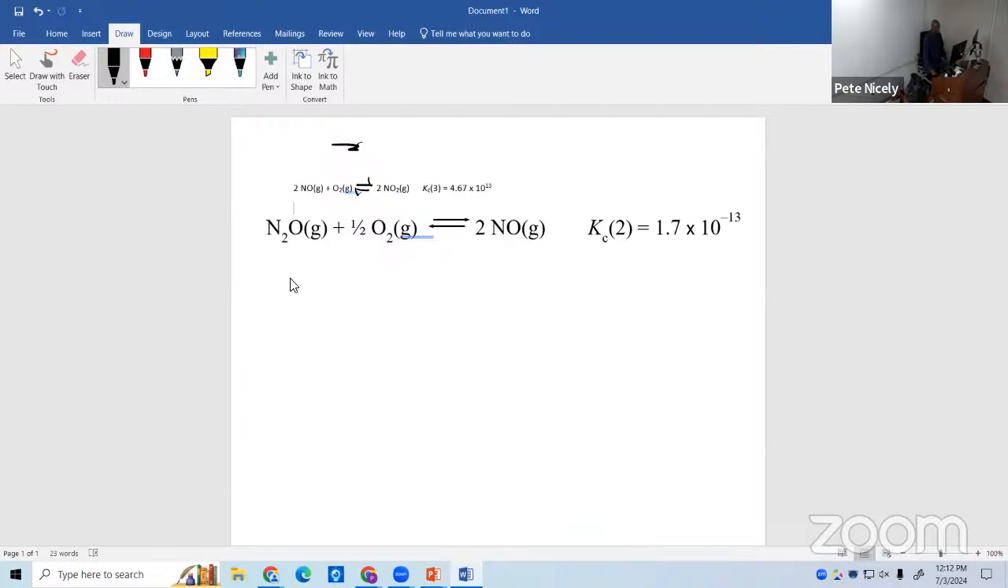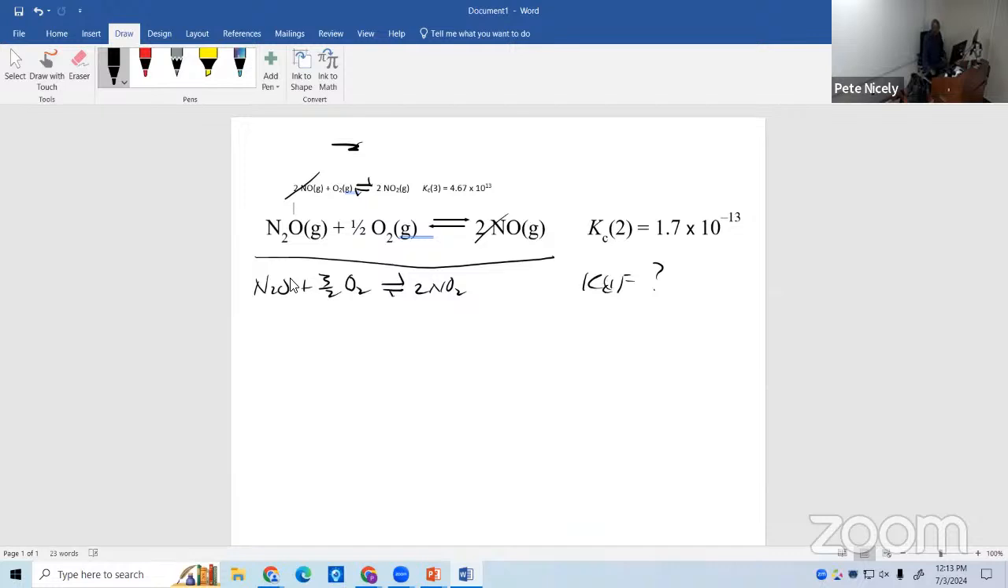As I said before, when you add these two equations together, the NOs will cancel out, and you'll be left with N2O plus 3/2 O2 to give 2NO2, right? So the question is, what's the KC value for this reaction? That's KC1 for the purposes of this.